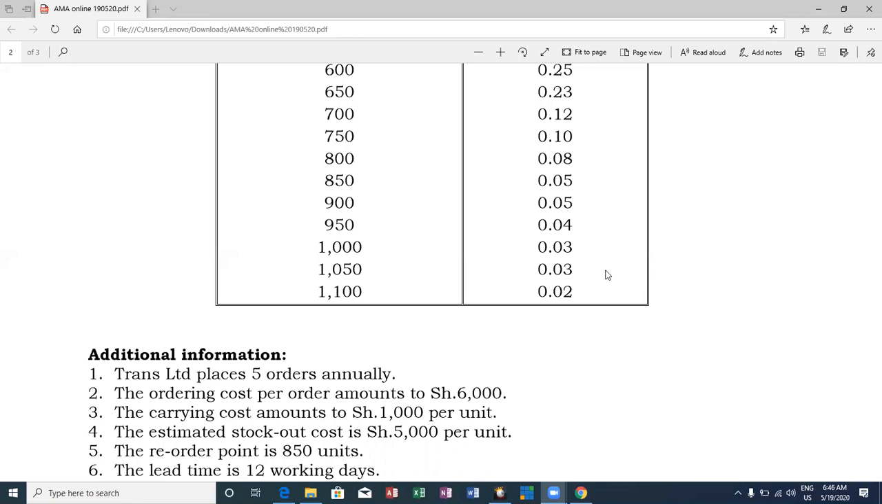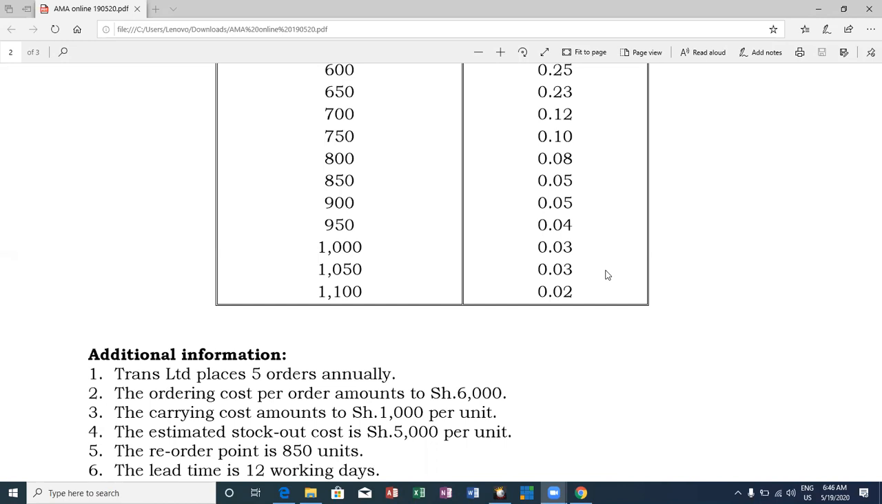So you got the next one, 900. If we stock 900, what are the possibilities of disappointing these people? If I stock 900 and they come 950, I will disappoint 50, so 50 times 0.04. If they come 1,000, I'll disappoint 100, so 100 times 0.03. If they come 1050, I will disappoint 150 times 0.03 again. And if they come 1100, I will disappoint 200 times 0.02. So you got the next one.